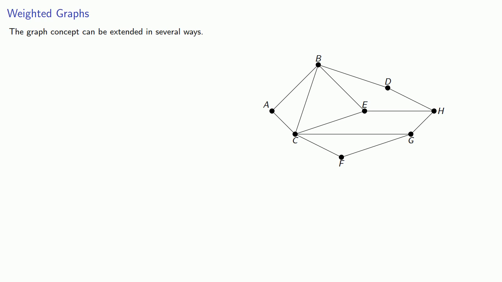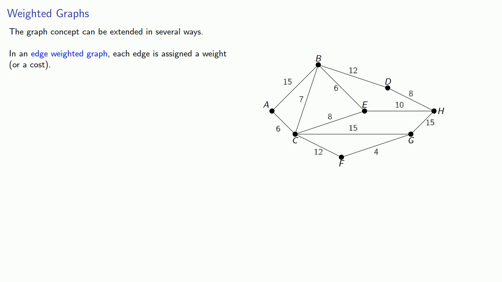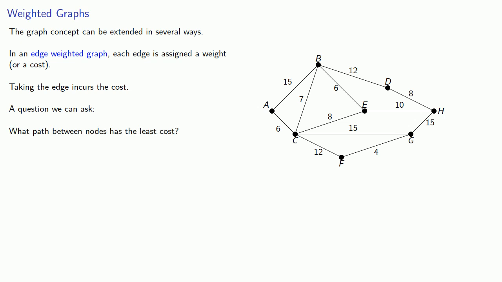The graph concept can be extended in several ways. In an edge-weighted graph, each edge is assigned a weight or a cost, or you might think about this as a distance. Taking the edge incurs the cost. And so a question we can ask: what path between nodes has the least cost?